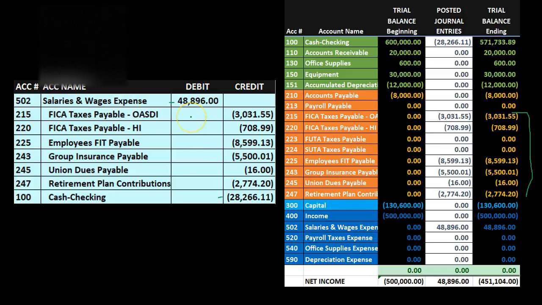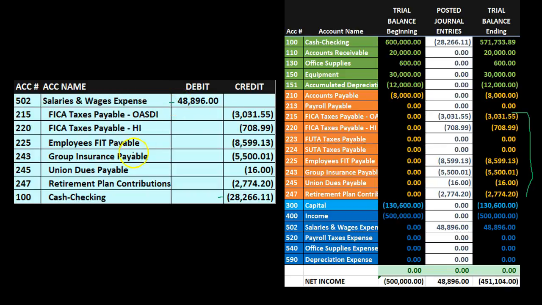Note how this journal entry mirrors the register, mirrors the calculation, it mirrors what you probably see on your pay stub in terms of your salaries minus, which is the debit, minus all the credits that were taken out of the paycheck. Also note that the effect on net income is only the 48,896 and not including all these liability accounts down here. These are liability accounts. This is the only expense account.